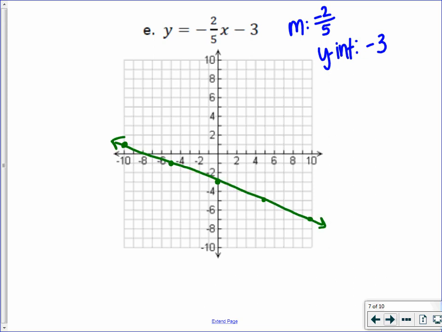All right, now my line's up there, so you can go ahead and check your line. A common mistake might have been that you went in the wrong direction. But again, it's a negative slope, so we need to rise and run left, or fall and run right. Okay.